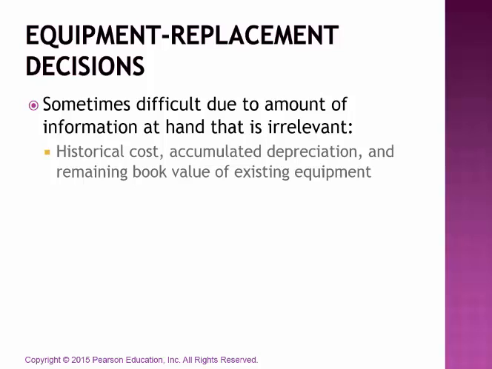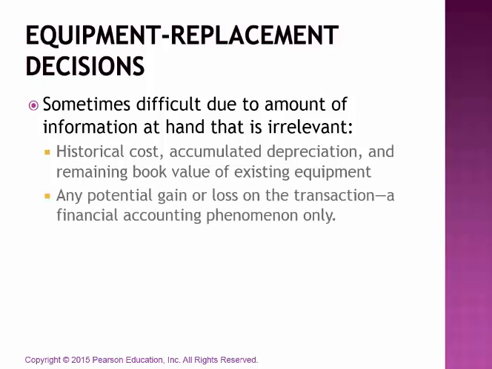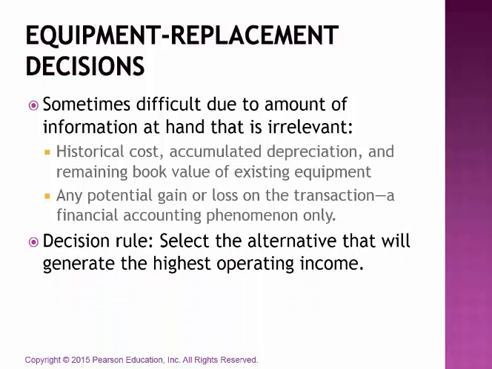It is sunk cost. Now, the cash proceeds that we could collect on selling that piece of equipment, now that's relevant, but the rest of it is not. Any potential gain or loss on the transaction is a financial accounting phenomenon only. Ignore it. But the cash proceeds we're not going to ignore. We have a decision rule. Of course, it's still all about operating income. We want to go with the particular choice that generates the highest operating income.